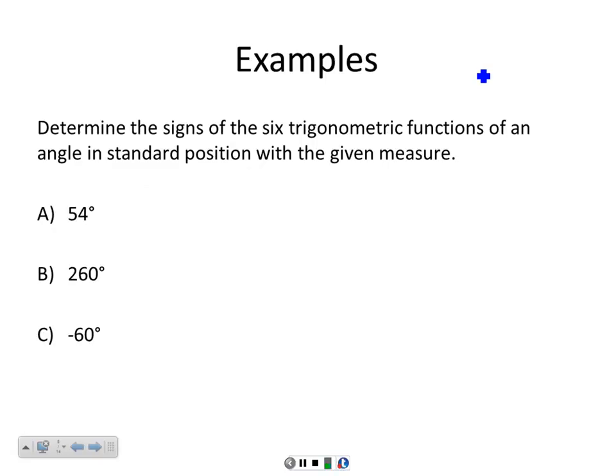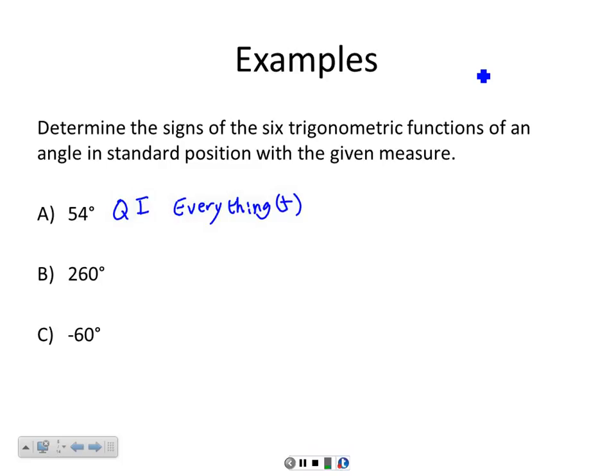Alright, so here are some examples. Determine the signs of the 6 trig functions of an angle in standard position with the given measure. Well, the first one's 54 degrees. And we know that 54 degrees is in quadrant 1. Well, everything is positive in quadrant 1. So all 6 trig functions are positive.